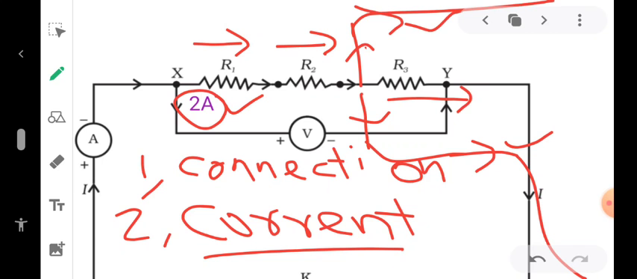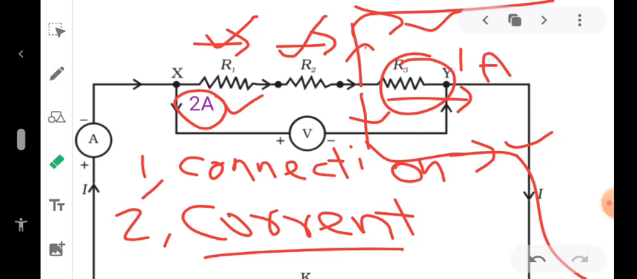So through resistor 1 and resistor 2, 2 ampere current was flowing, but through resistor 3, only 1 ampere current is flowing. So resistor 3 is not in series connection, but resistor 1 and resistor 2 are in series connection. Why? Because the same amount of current is flowing. Are you able to understand this concept?